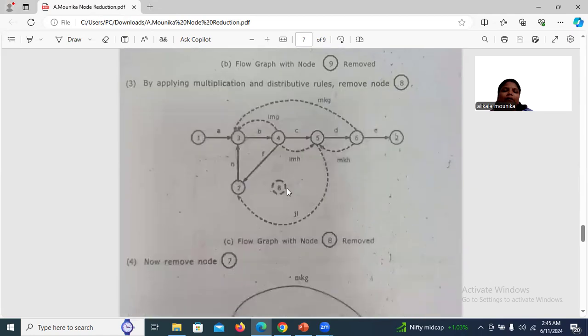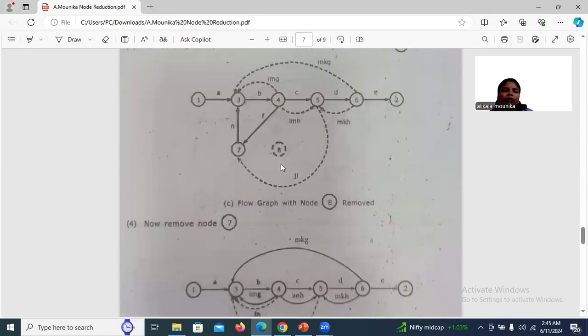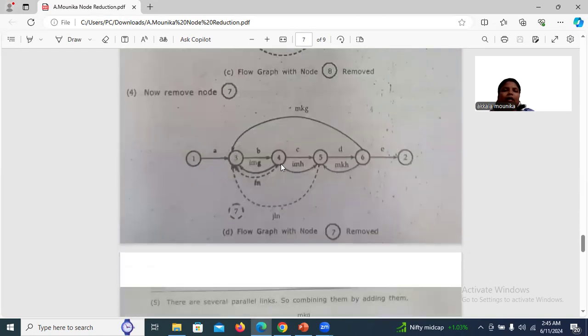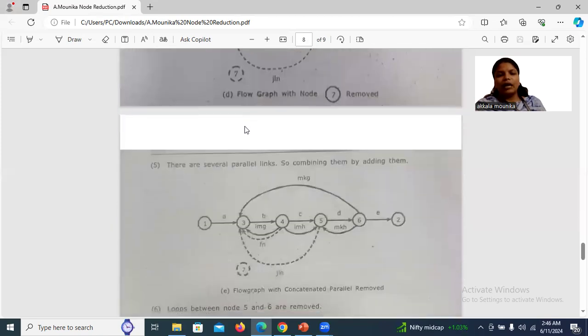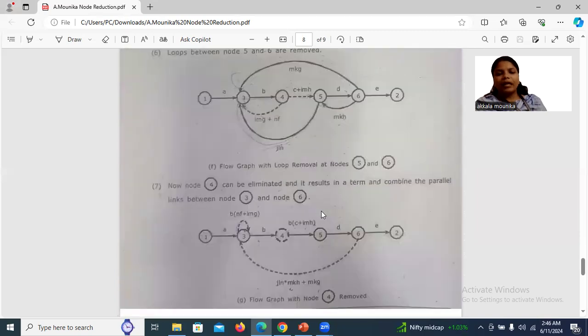In the same way, we have to check with the 8th node. Here the 8th node is in the flow graph. Whatever the incomings are there, whatever the outgoings are there, we need to check. Simply we have to see how to solve the serial links and how to solve the parallel links. If you know perfectly about parallel link, series link, and the loop and path expression, you can do it perfectly. This process will continue; after the 8th node is deleted, next the 7th node will be eliminated.